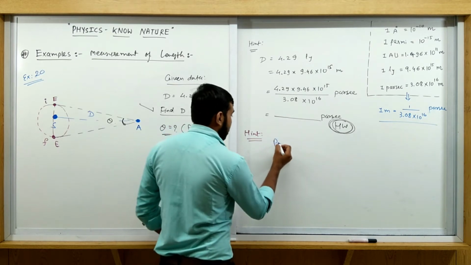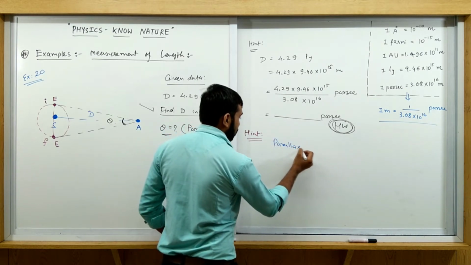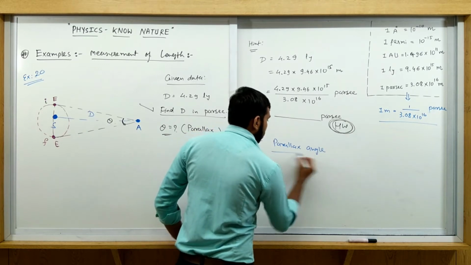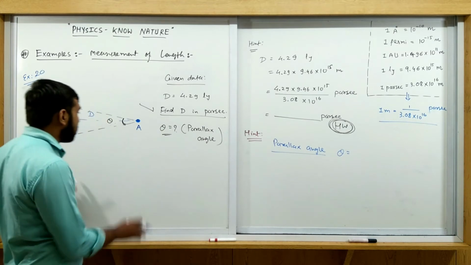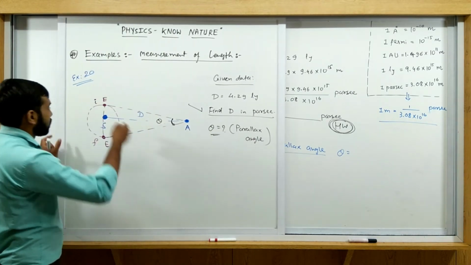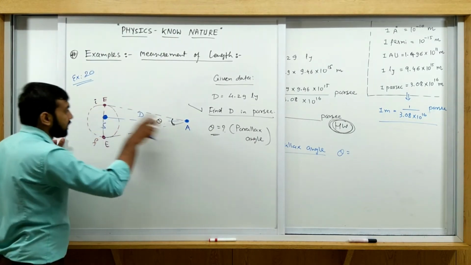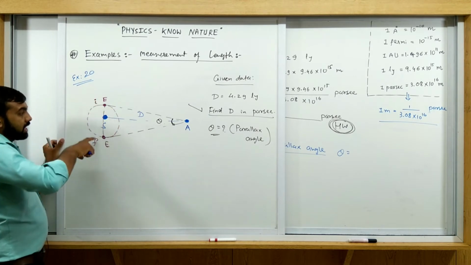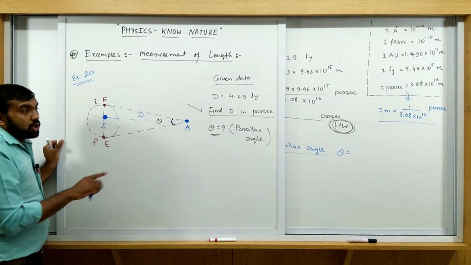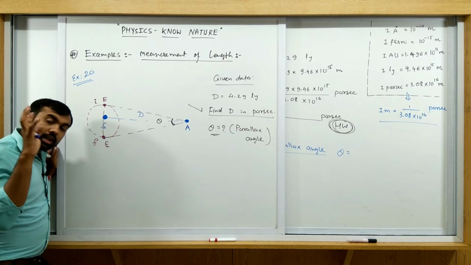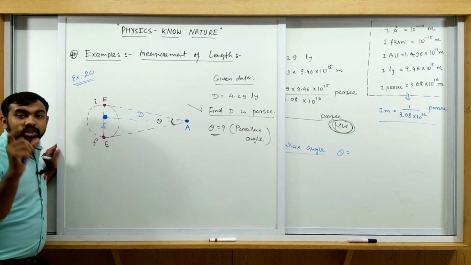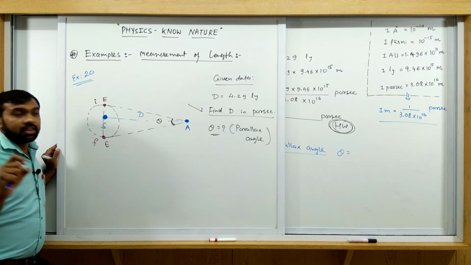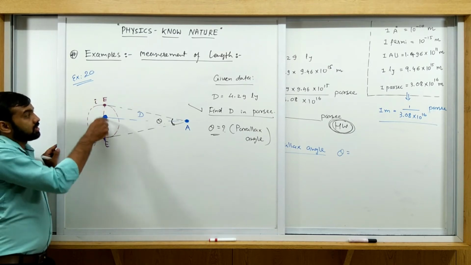So parallax angle theta is equal, angle is equal to arc upon radius. So angle is equal to arc upon radius. So here arc is this IF, distance IF. So you just remember the definition of astronomical unit. What is astronomical unit? The average distance between sun and earth.